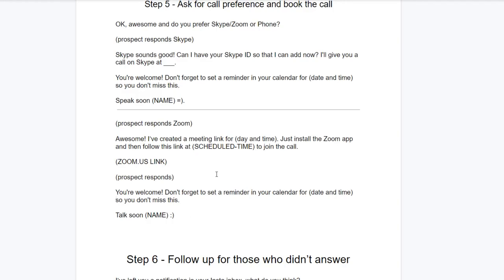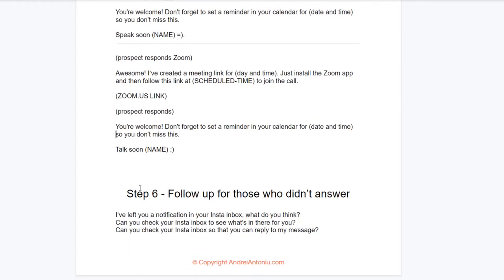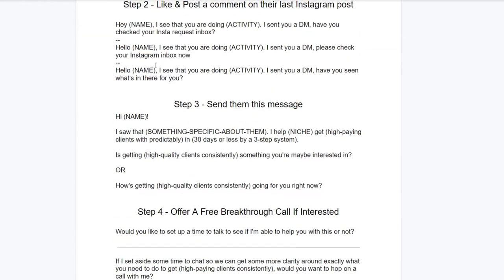Talk soon, name. And in step 6, some people won't answer. They will only see the message and not reply. So there are two cases: when the person sees the message and doesn't answer, and when the person doesn't even see the message.